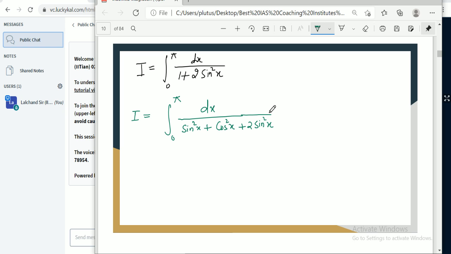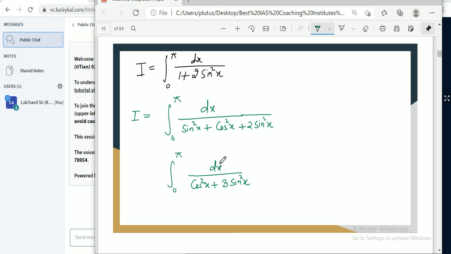So if we simplify this, then we finally have the integral from 0 to pi of dx divided by cos square x plus 3 sine square x, isn't it? So this is the value of the denominator. So now tell me how to solve this kind of equation.